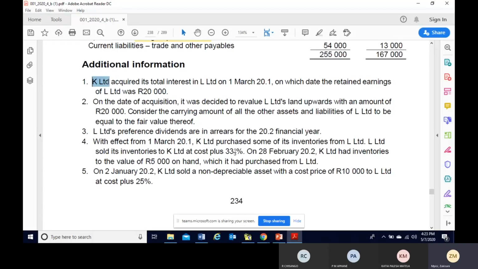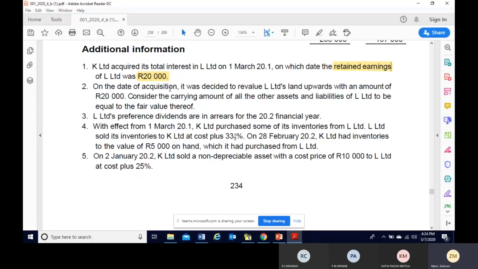K Ltd, the parent, acquired interest in L Ltd on 1 March 20.1 at the beginning of the year. Retained earnings were 20,000 at the beginning of the year. On the date of acquisition, it was decided to revalue L Ltd's land upwards with an amount of 20,000. So this 20,000 becomes revaluation surplus. Please do not forget that first transaction. Other than that, consider the carrying amount of all other assets and liabilities of L Ltd to be equal to the fair value thereof.